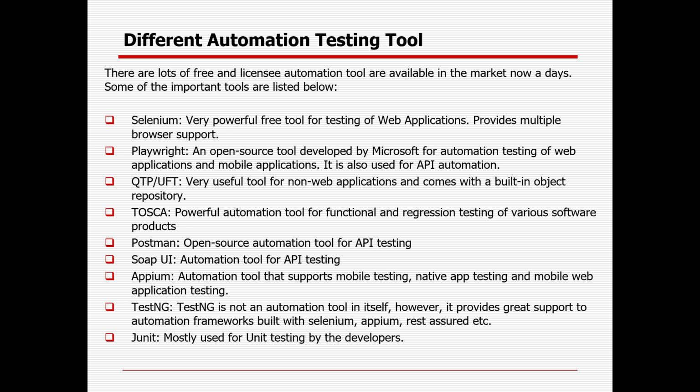Postman is an open source automation testing tool primarily for API automation. Similarly, SoapUI is also an open source tool for API automation. JMeter can also be used for API automation nowadays. Appium is primarily an automation tool that supports mobile testing, native app testing, and mobile web application testing.